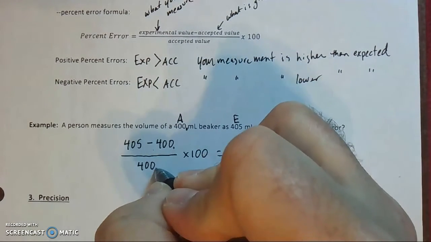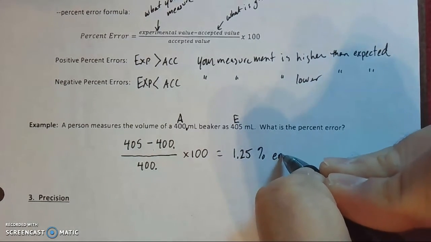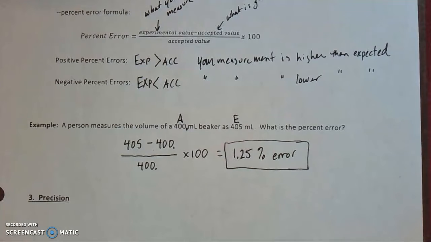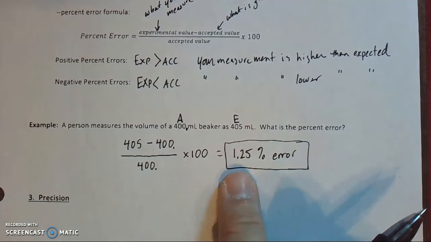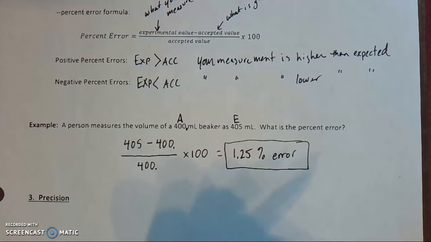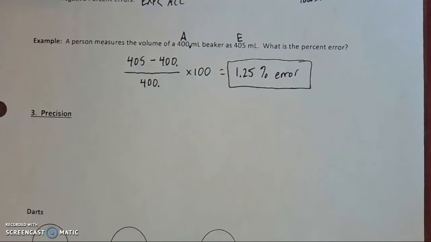So we have three significant figures all around. So that gives us a 1.25% error. It is positive. So that positive value means that our measurement is bigger than what we should get. So there is a worksheet in this folder that you can do based on this, and we're going to do a little lab activity based on this too.